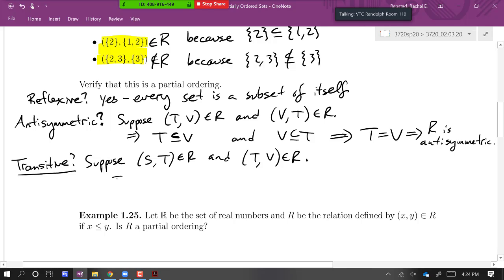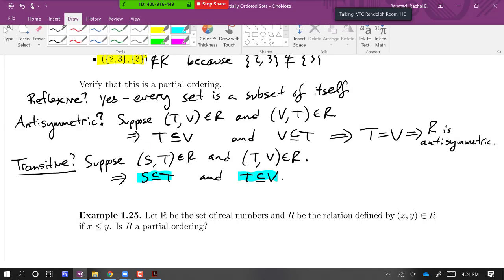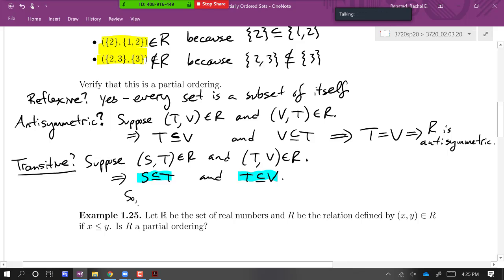Let's translate these relation statements into what they mean for this relation. If S is related to T, that means that S is a subset of T. And if T is related to V, that means that T is a subset of V. What can we say if S is contained in T and T is contained in V? Yeah, S must be contained in V.